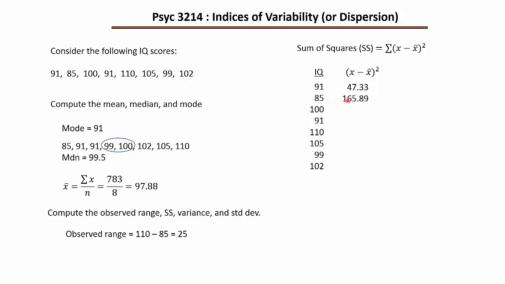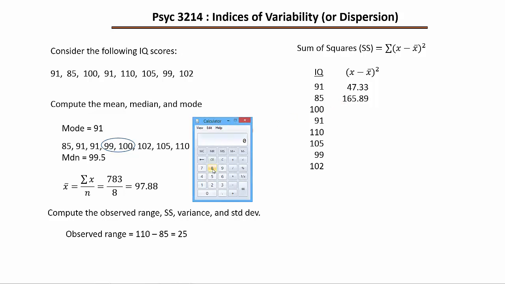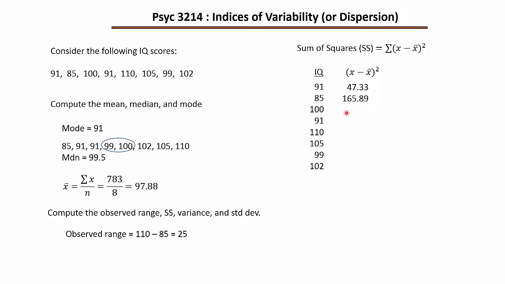The next value should be 165.89. Let's see how I obtain that. So 85 again minus the 97.88. That gives me negative 12.88. So again, to square it, I'm going to multiply by 12.88. And that gives me 165.89. So you take each value, subtract the mean, and square the result. And that's how you get these values for this column. So here are the remainder of those values.